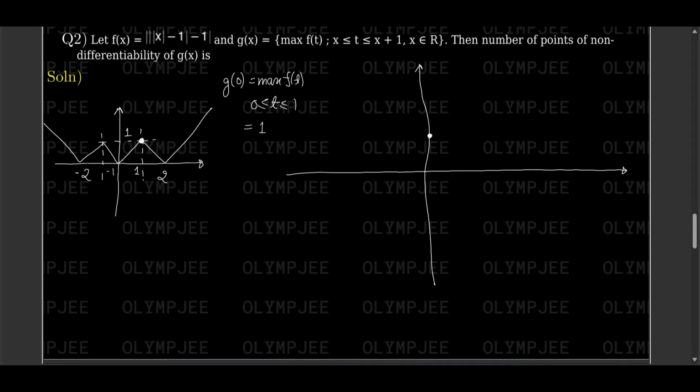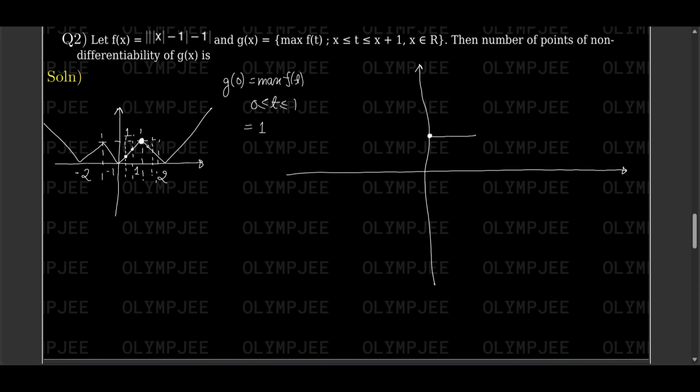Now let us see at any point here or here. So plus 1 would be from here to here, right? And for this it will be from here to here. So in this interval the maximum value is 1 only. So till x is equal to 1, the maximum value of f would be 1. So g of x till x equal to 1 would be 1. After that it will start decreasing.